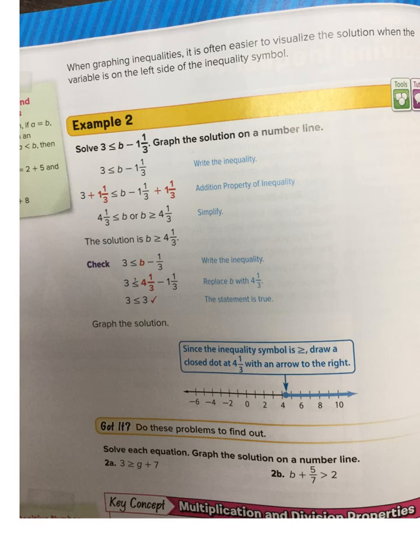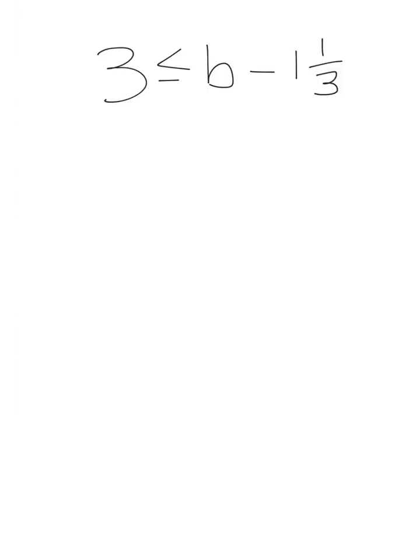Turn over to page 368 and look at example 2. When graphing inequalities, it is often easier to visualize the solution when the variable is on the left side of the inequality symbol. So if you look at example 2, it says 3 is less than b minus 1 1/3. As always, my recommendation to you is going to be to change 1 1/3 into an improper.